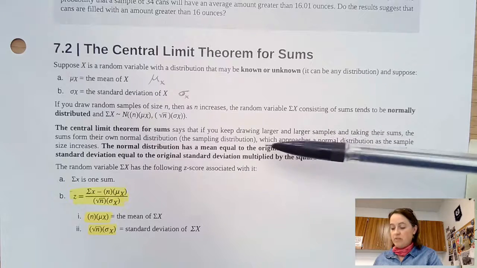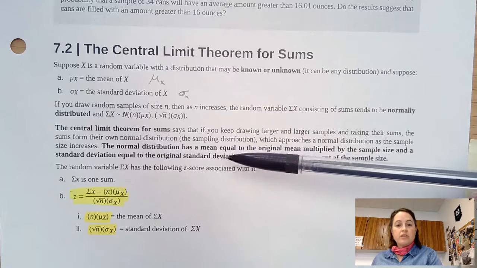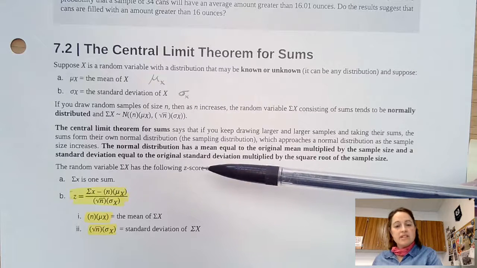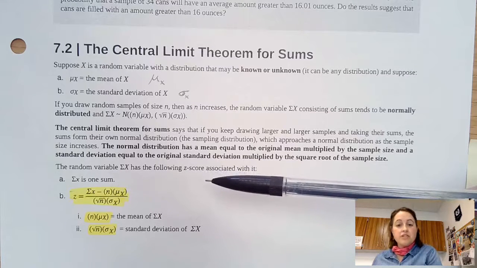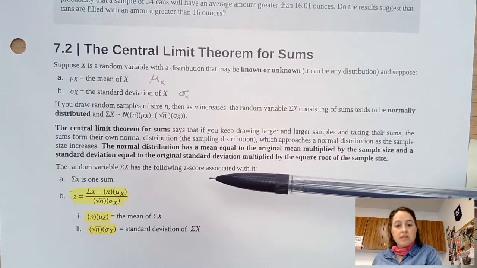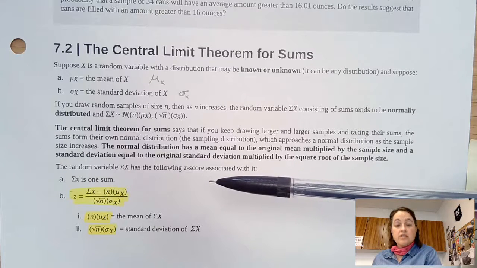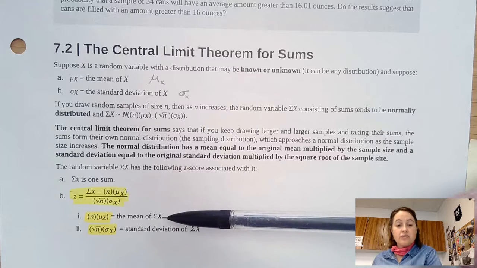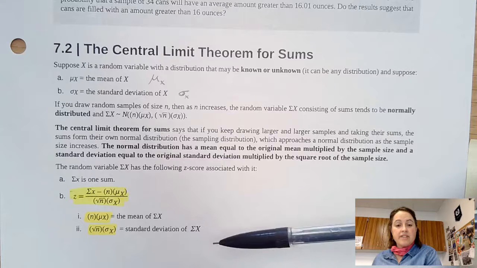basically the same thing, that when we are looking for sums, that it approximates the normal distribution. Remember, it doesn't matter what the underlying distribution is, whether it's binomial or uniform or anything like that. If we have a large enough sample size and it's done with replacement, then we can use the central limit theorem to approximate the normal curve. So the z-score can be found here, and this is how we do the mean for the sum of x and the standard deviation for sum of x.